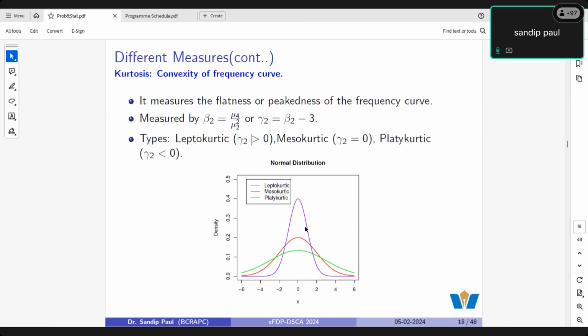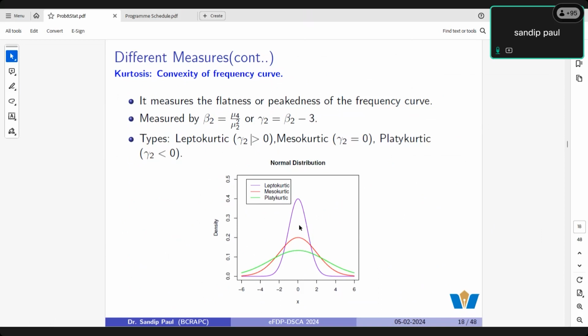So now in this curve you can see the purple color curve is more peaked than the green color. So that's why this curve is called leptokurtic. The middlemost, the red color curve, is called mesokurtic, or simply the normal curve. If you draw a normal curve, it will be a mesokurtic curve. But the third graph, in green color, is the platykurtic curve.